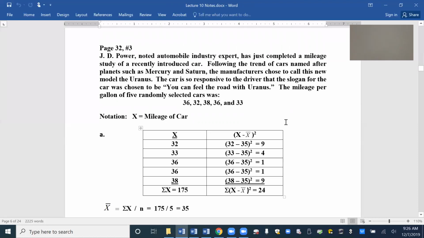Now we come to page 32, number 3, the infamous J.D. Power problem. It's infamous for several reasons. I'll tell you about a couple stories behind this one.